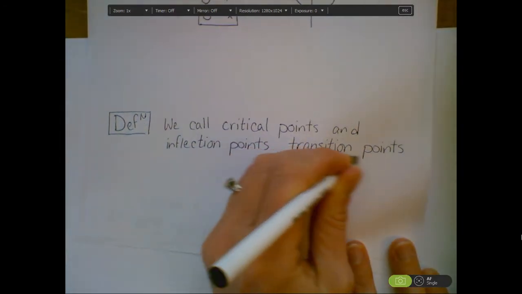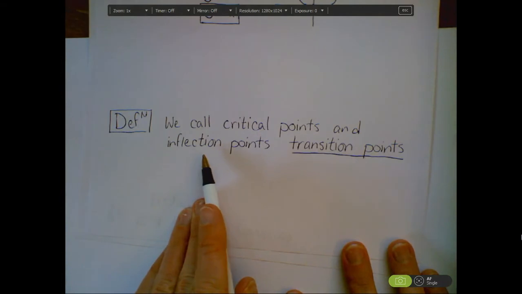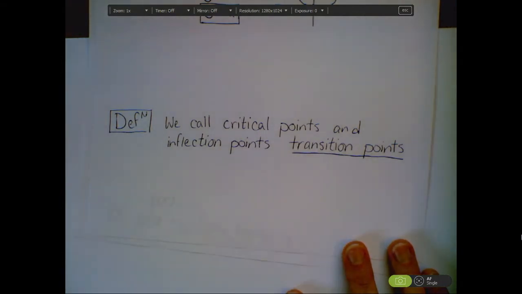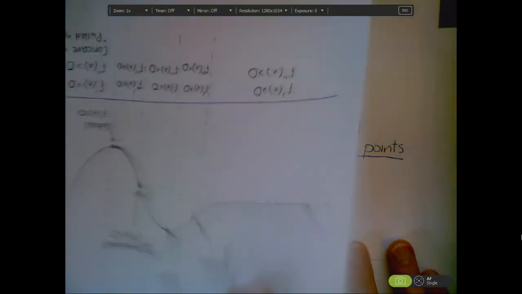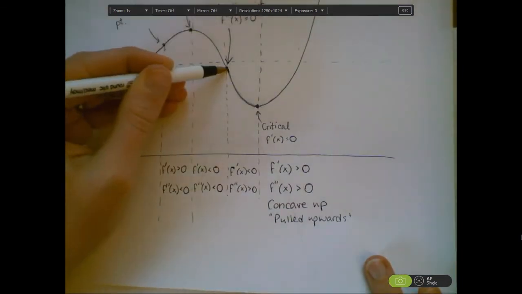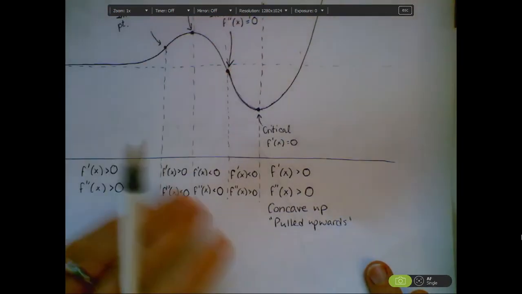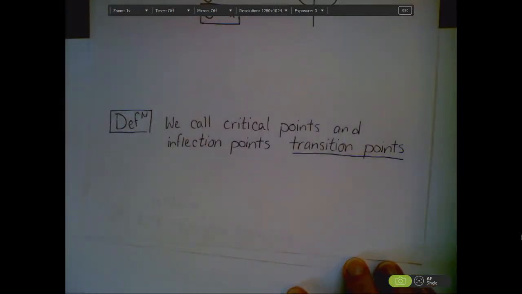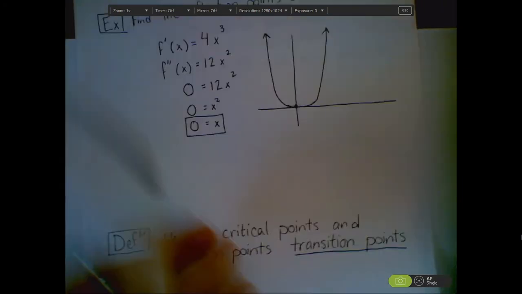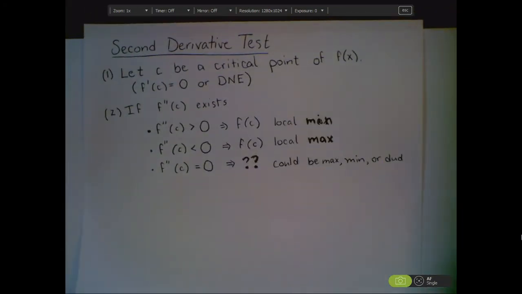Finally, there's another definition that I used when talking about the graph, which is the idea of a transition point. Transition points are just critical points and inflection points. So when analyzing a graph, all of the important points on this graph, here's a transition point, a transition point, and a transition point, and a transition, because it transitions between the different shapes of the graph. Finally, I'm going to end with the second derivative test and talk about what this is actually saying.